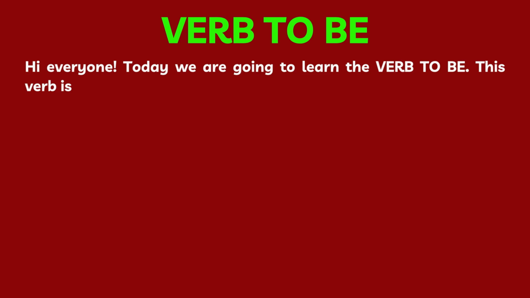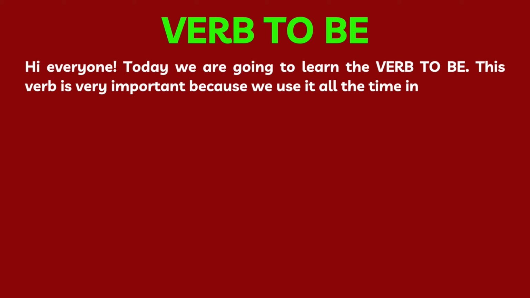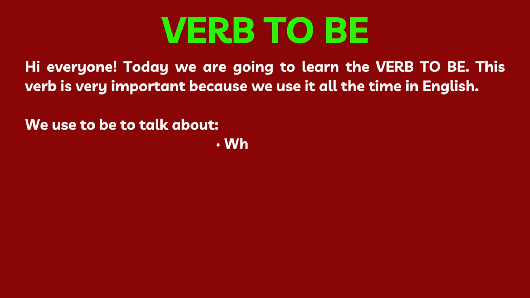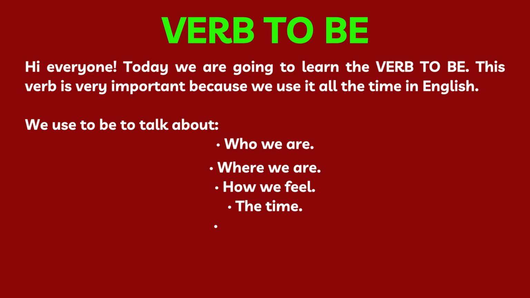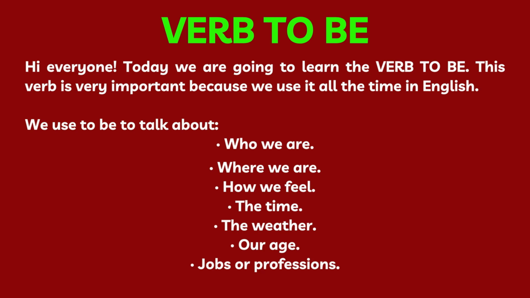Hi, everyone. Today we are going to learn the verb to be. This verb is very important because we use it all the time in English. We use to be to talk about who we are, where we are, how we feel, the time, the weather, our age, and jobs or professions. In English, the verb to be changes with the subject.